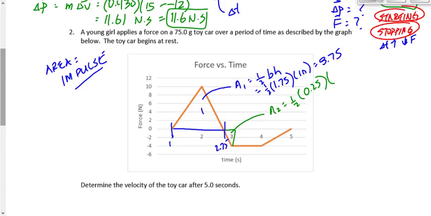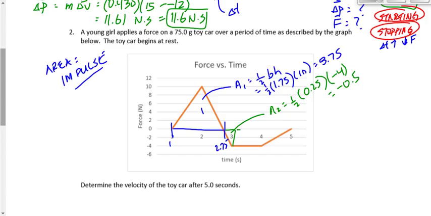Yep, 4, -4, right? Because it's below the x-axis. Remember, everything above, make positive. Everything below, make negative. Now, I don't have the answer there because I did it wrong on my answer key here. Let's do this now. 0.5 times 0.25 times -4 gives me -0.5.